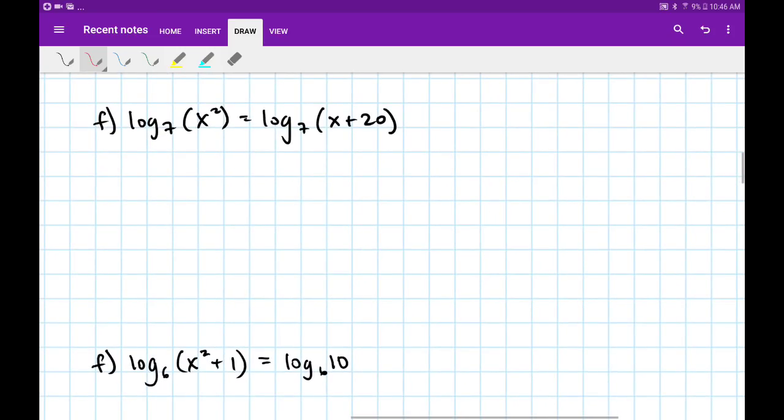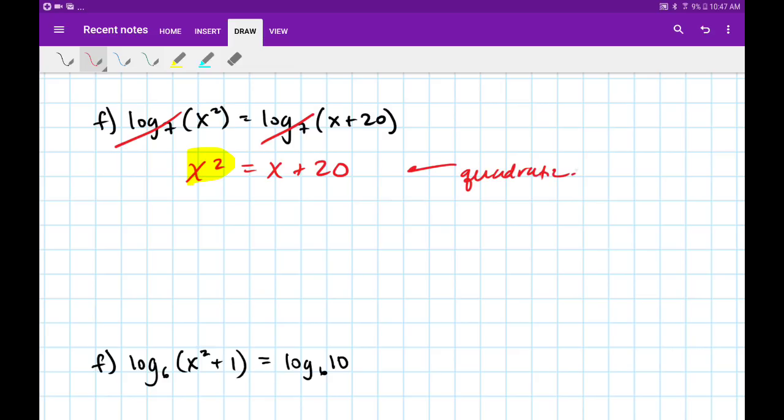Let's look at F. So look at the left, look at the right side. We have our logs isolated already, so we can just cross them out and set the insides equal to each other. So x squared should equal x plus 20. So now I'm actually dealing with a quadratic equation. I know that because of the x squared. So do not get stuck or confused. You just need to bring all terms to the same side. And remember, you got to set it equal to 0.